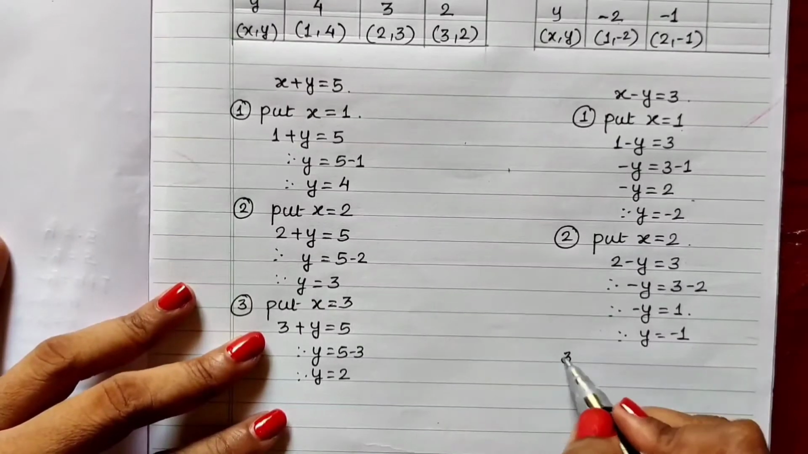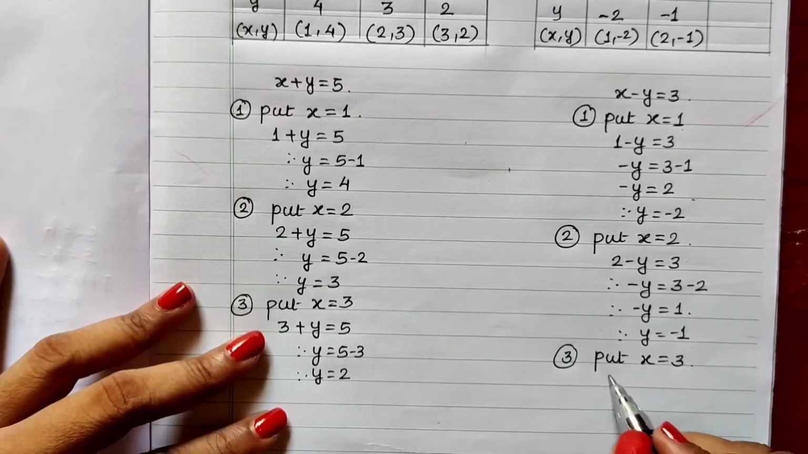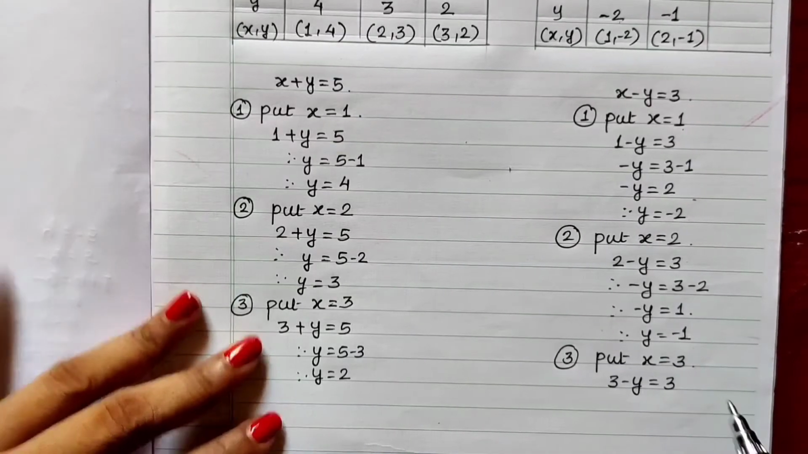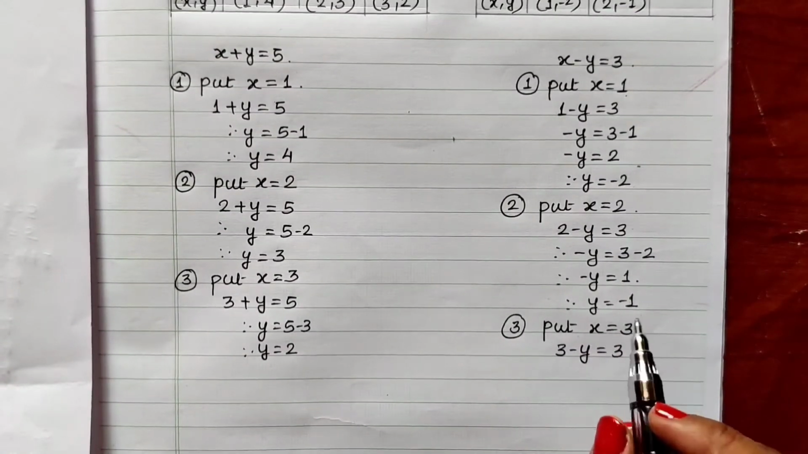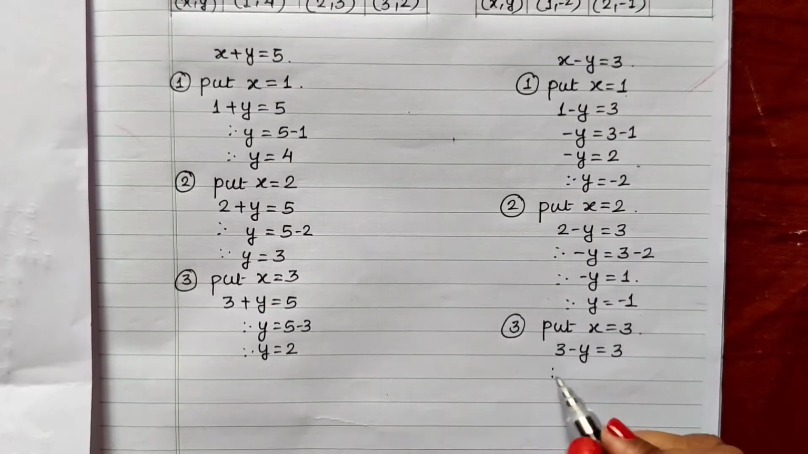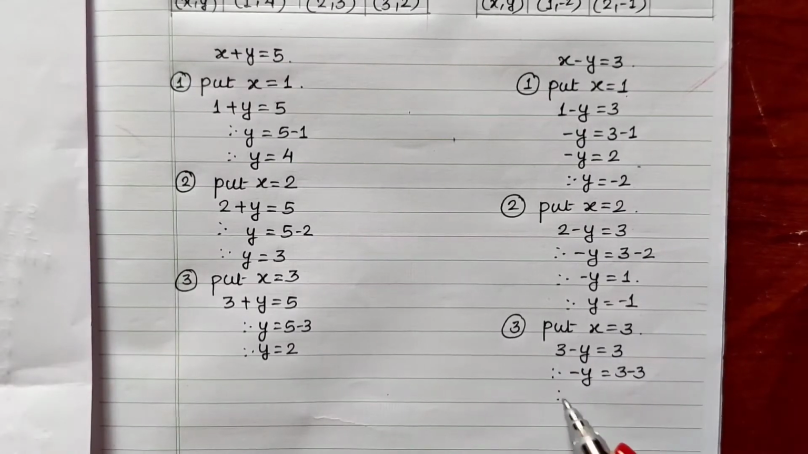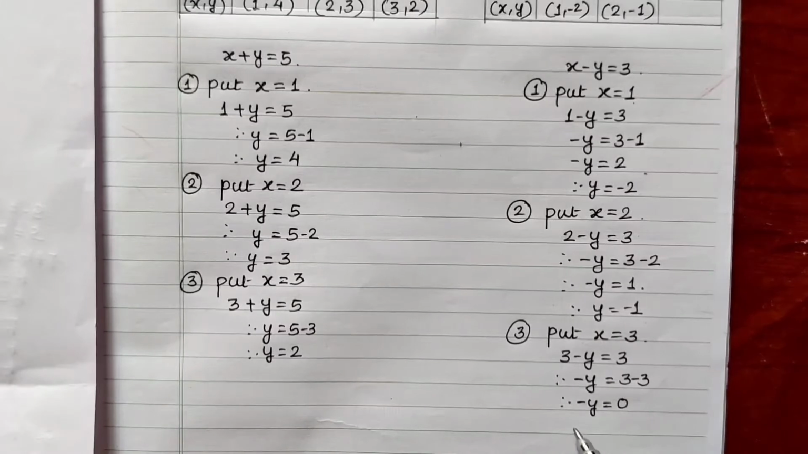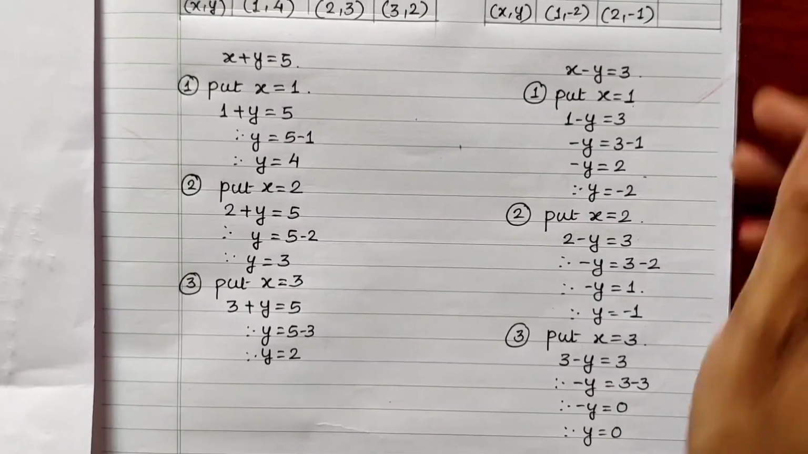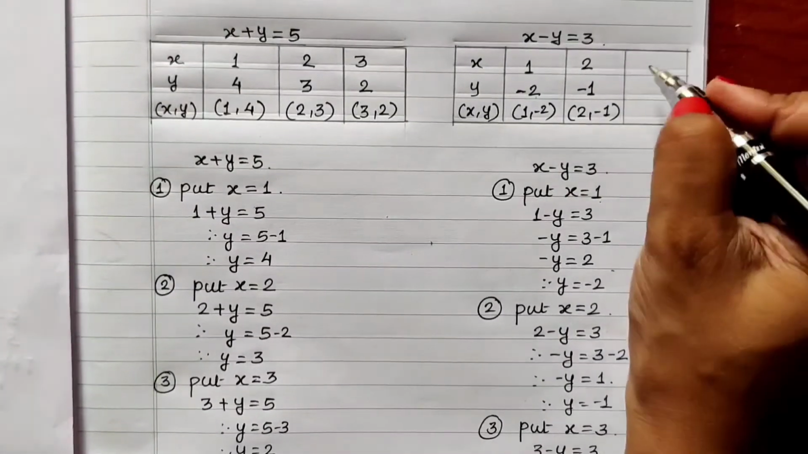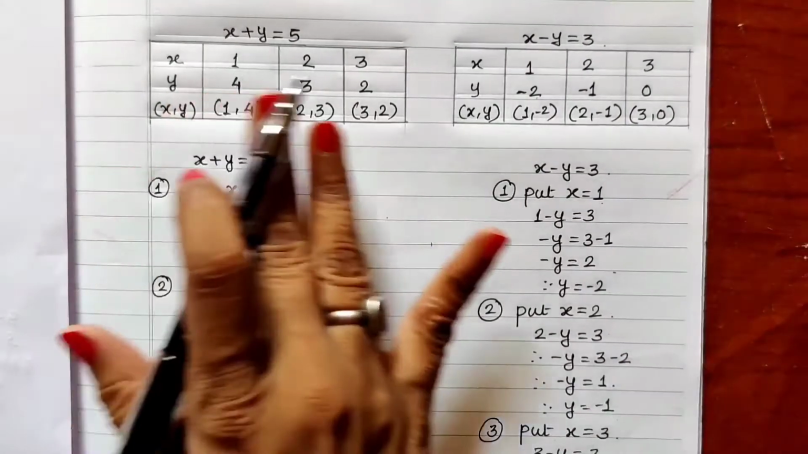Now third value, put x is equal to 3. So 3 minus y is equal to 3. Just make it very easy, don't make it very complicated. Take such values so that it will be easy to plot on the graph. Therefore minus y is equal to 3 as it is, and this plus 3 we transfer, it becomes minus 3. Minus y is equal to 3 minus 3, which is 0, and therefore y is equal to 0. So when x is equal to 3, y is equal to 0, that we will be writing in our table. X is 3, y is 0. So coordinates are 3, 0. So in this way we have got 3, 3 coordinates.